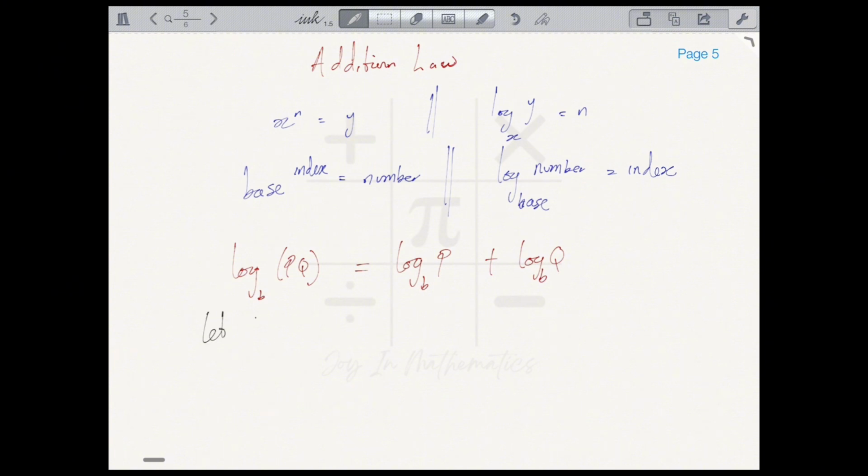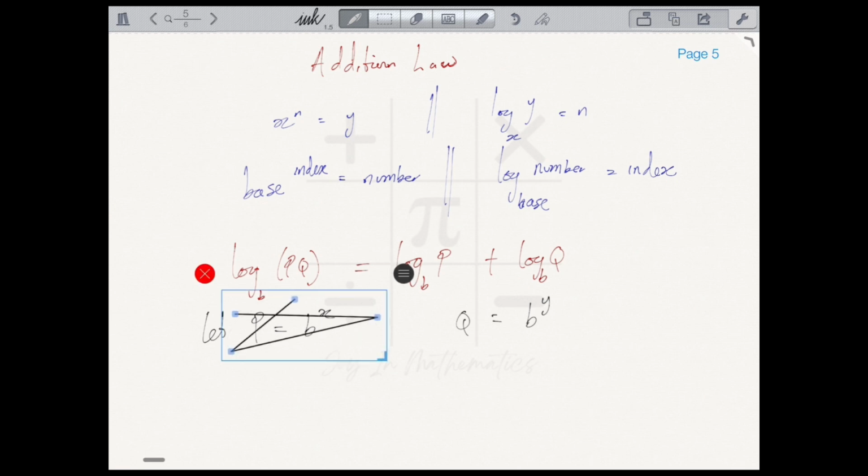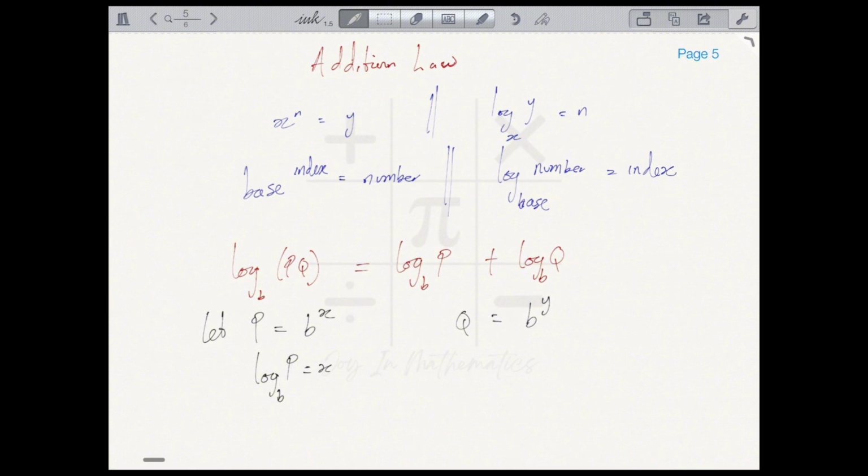Let p be equal to b raised to the power x, and q be b raised to the power y. Now, if we convert p equals b raised to the power x, which is in index form, back to logarithm form, then log of p to base b is equal to x, just like we have done in the last video. And for q equals b raised to the power y, log of q to base b is equal to y.